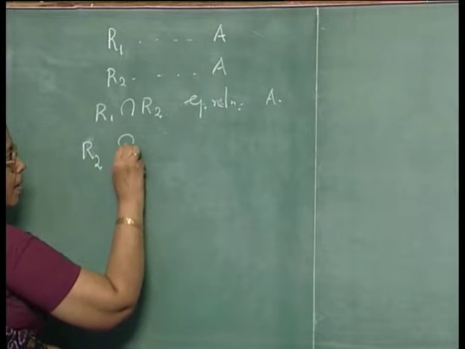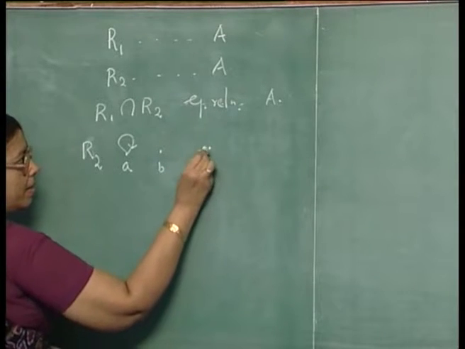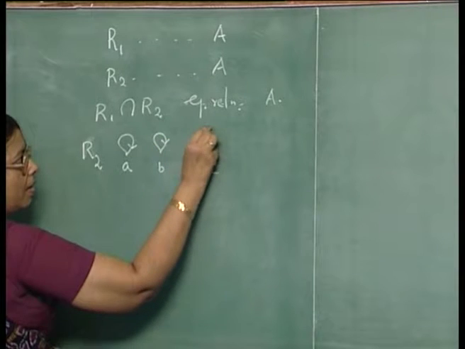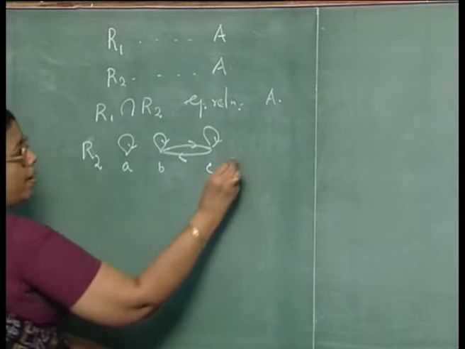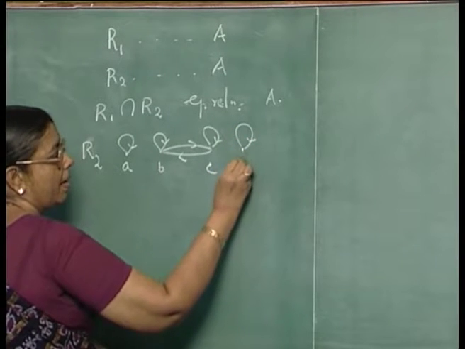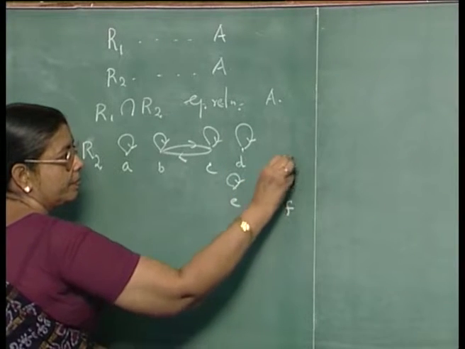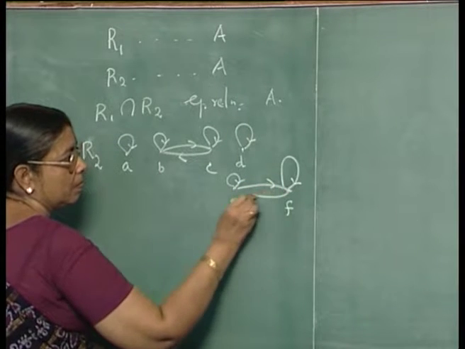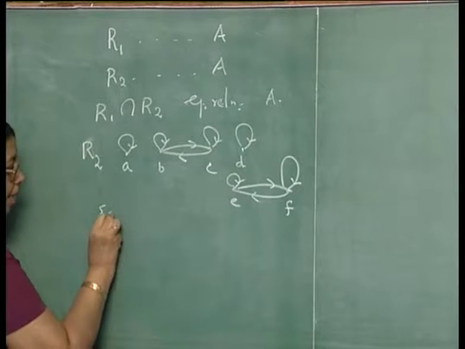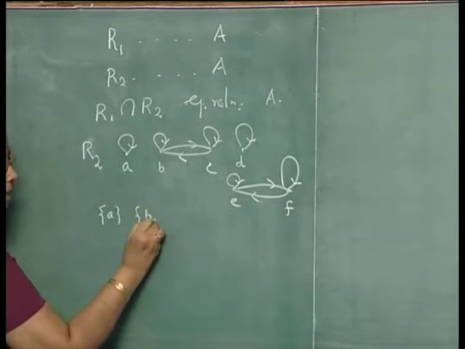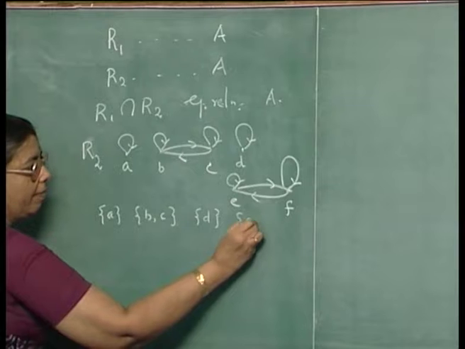A, B, C, D, then E, F. So, how many equivalence classes do you have here? You have A in one equivalence class, B and C in one equivalence class, D in one equivalence class, E and F in one equivalence class.